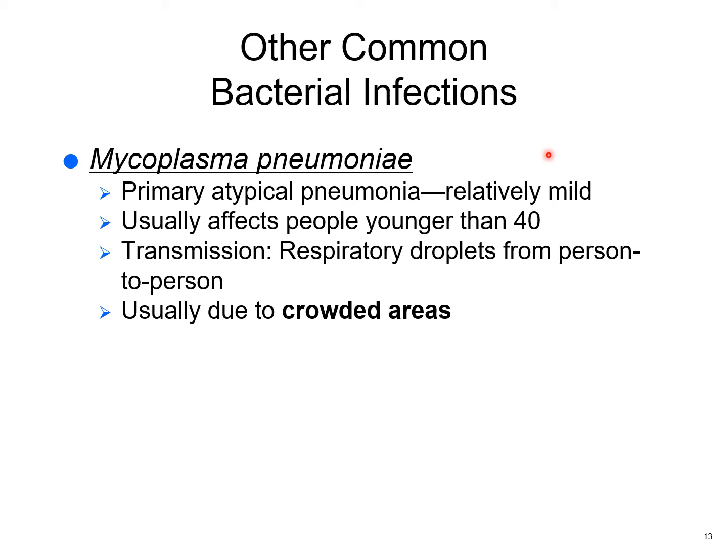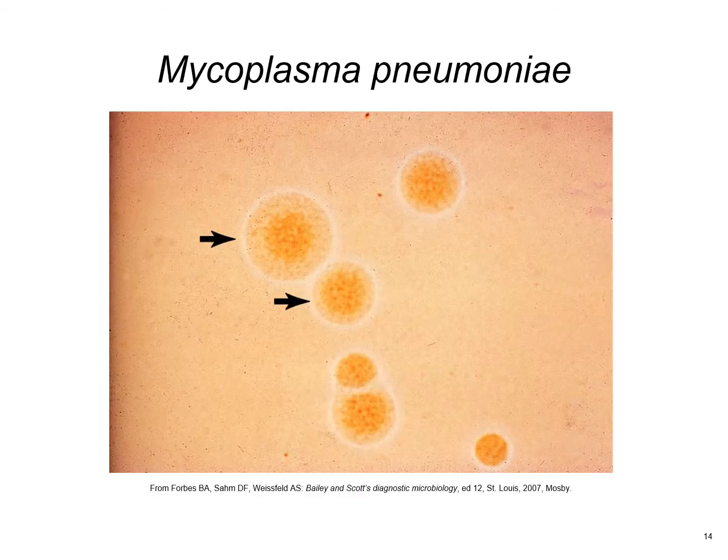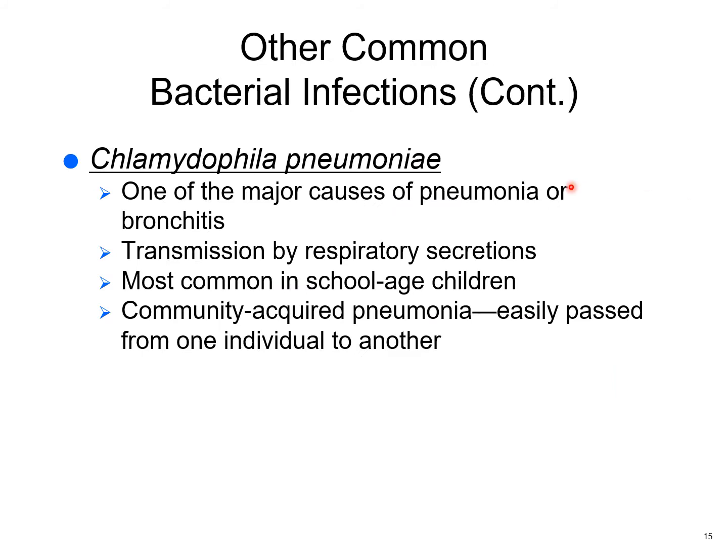Mycoplasma pneumoniae. This is an atypical pneumonia, usually in young people, and it's spread by respiratory droplets from person to person in crowded areas. Again, we're back to bars, dorms, anywhere people crowd together. This is showing a close-up of the Mycoplasma pneumoniae.